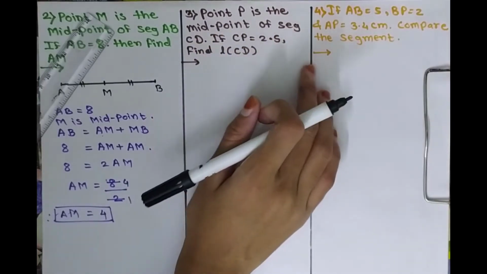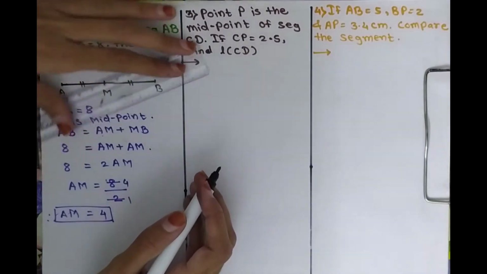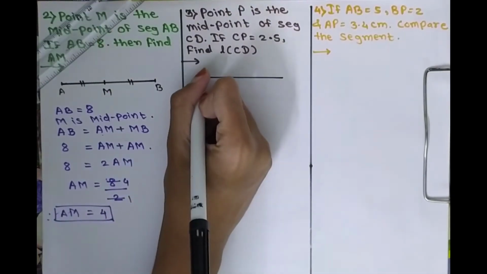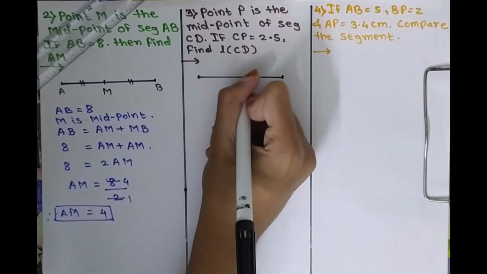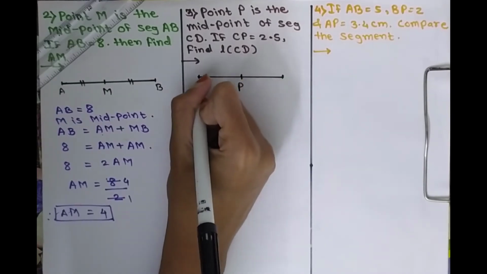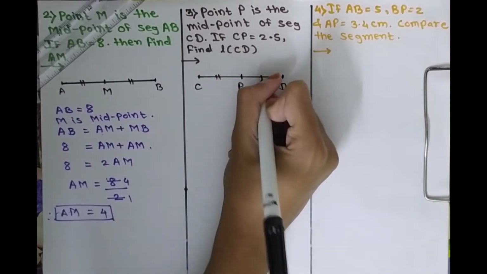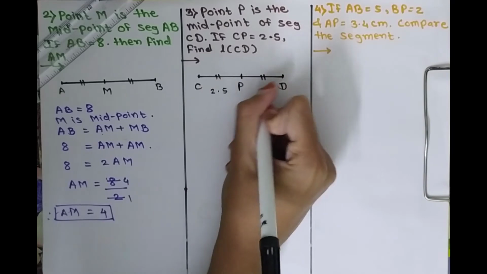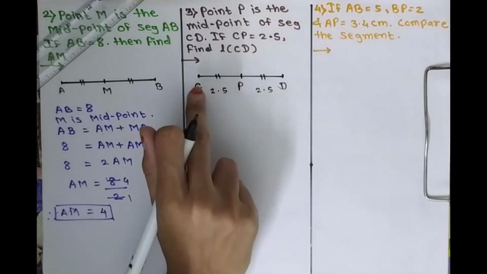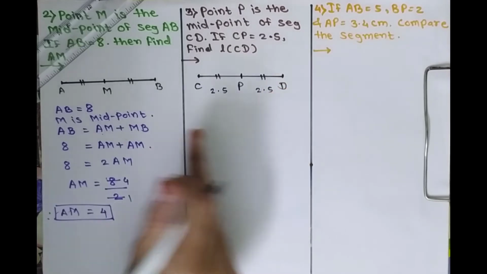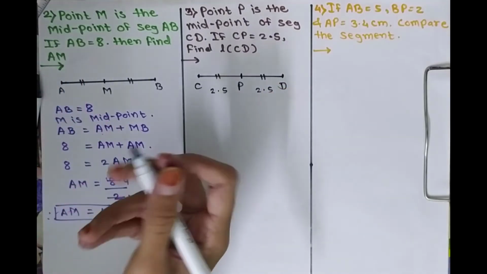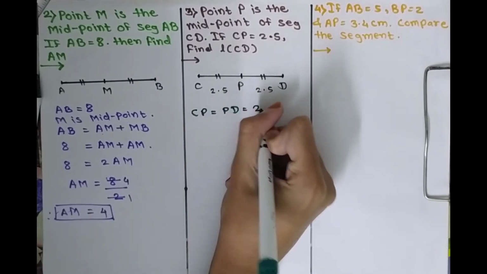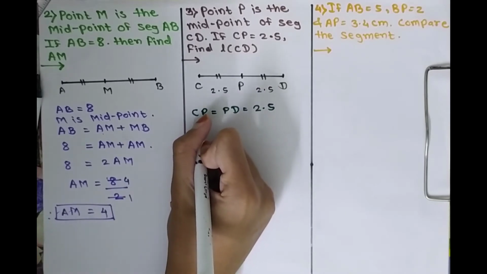Next, P is the midpoint of segment CD. If CP is equal to 2.5, then find CD. Point P is the midpoint of C and D, so these are the same. CP is equal to 2.5, then this is also 2.5. Both are the same. Then we have to find segment CD. So first write CP is equal to PD is equal to 2.5. That is given. Now P is a midpoint.